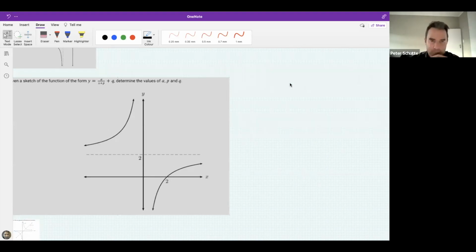Okay, here is a hyperbola. I want you to find me the value of A, P, and Q. Go ahead and do your best.